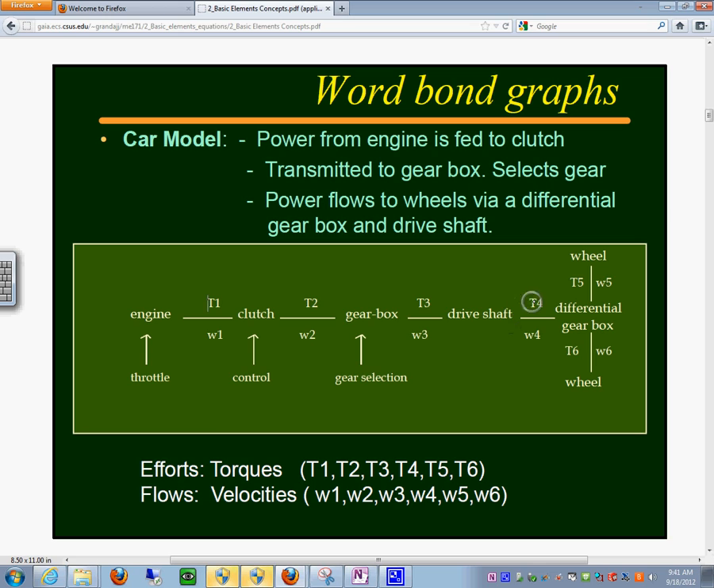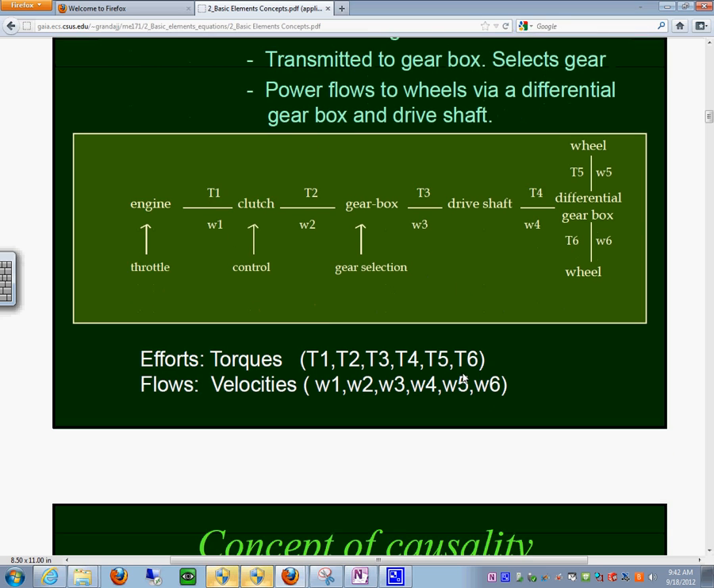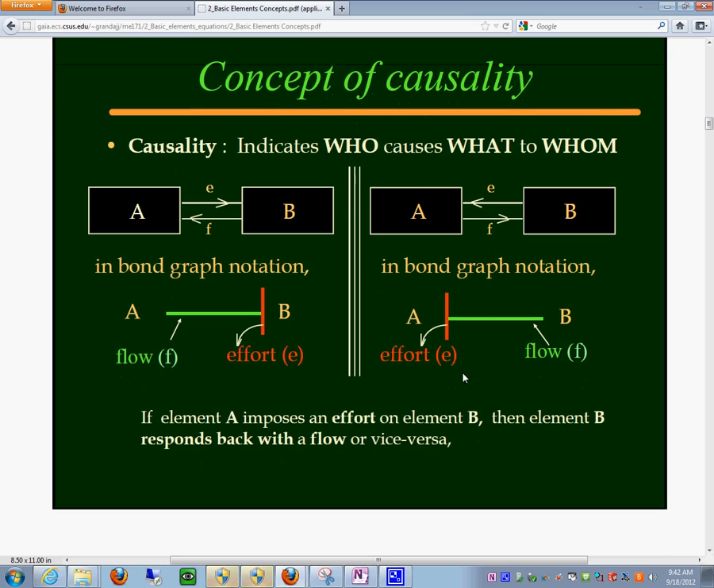That drive shaft goes to the differential gearbox, which is a box that is between the 2 axles, and then that goes to the wheel on the right, the wheel on the left. So, conclusion of this discussion: in modeling the entire vehicle, we have these torques and these angular velocities as the power variables that go between each one of the elements that we have. Okay? So let's go a little bit more into detail here.